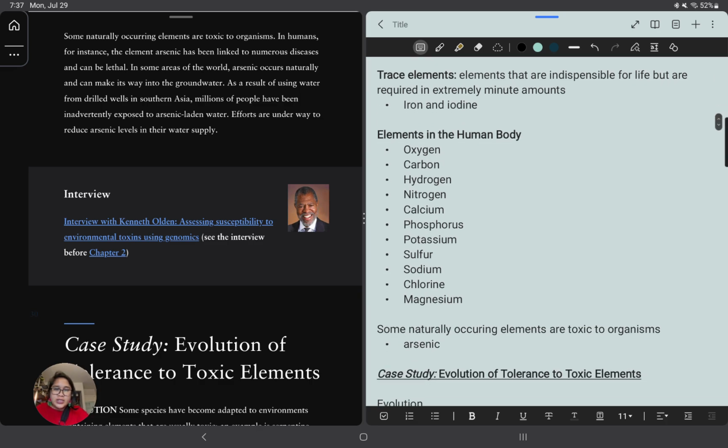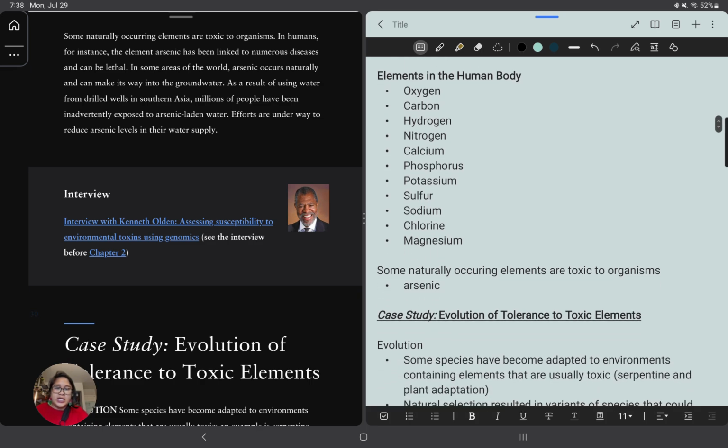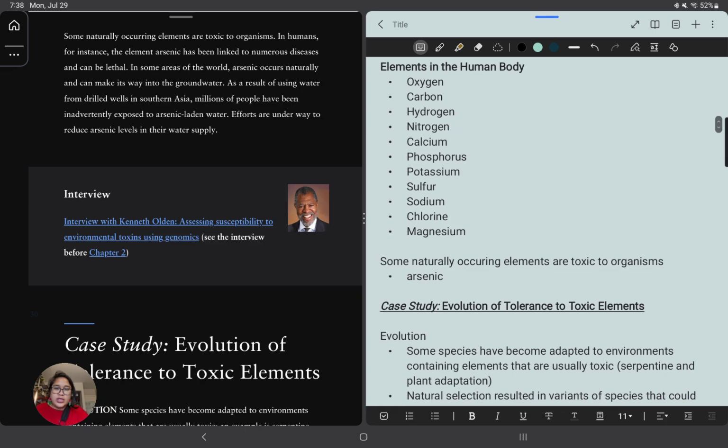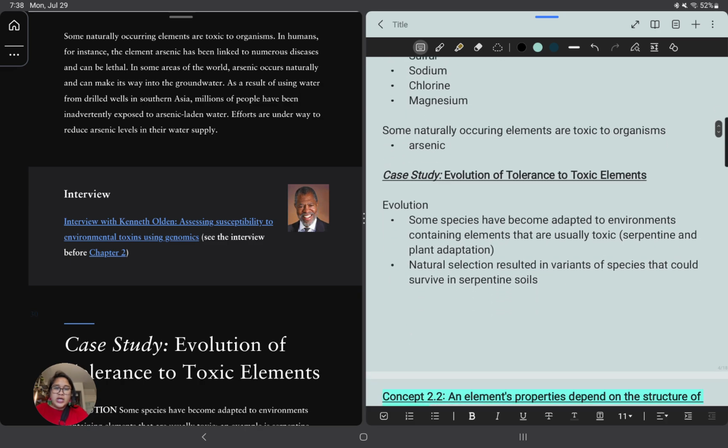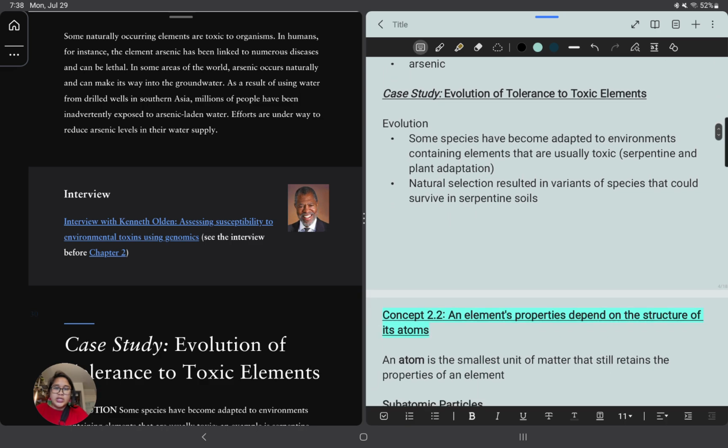Then trace elements, elements that are indispensable for life but are required in extremely minute amounts, such as iron and iodine. And I just wrote the elements of the human body that we just said earlier. And some naturally occurring elements are toxic to organisms, such as arsenic.